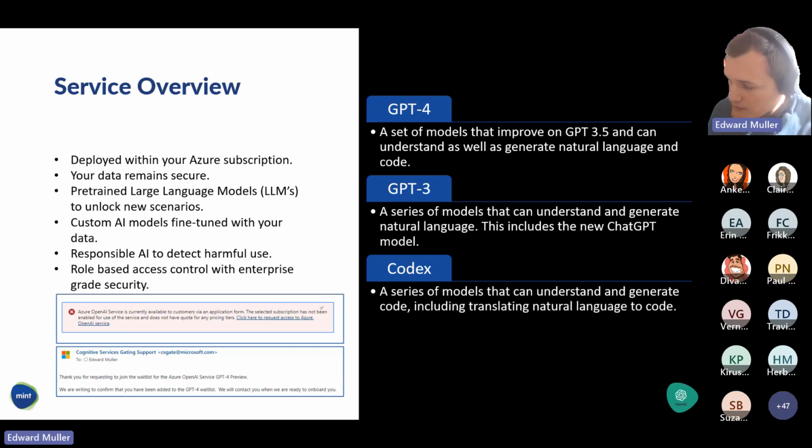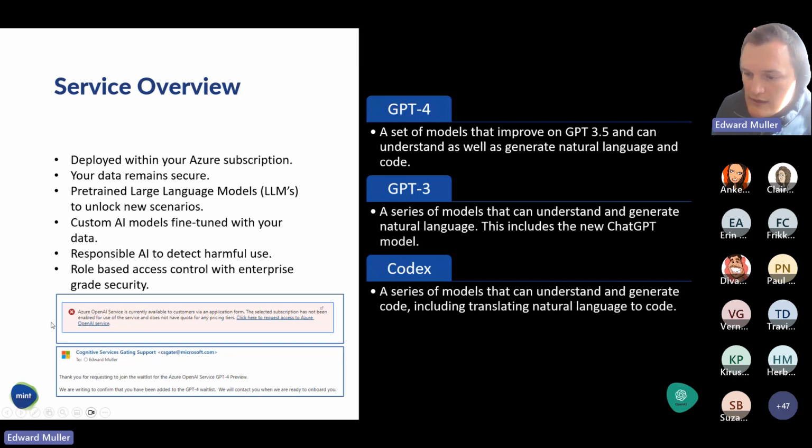Then there's also Codex. So this can take text as input and generate code. So you can translate natural language to code. Codex has been discontinued by OpenAI specifically, but it is still available as a model within the Azure OpenAI service that you can use.